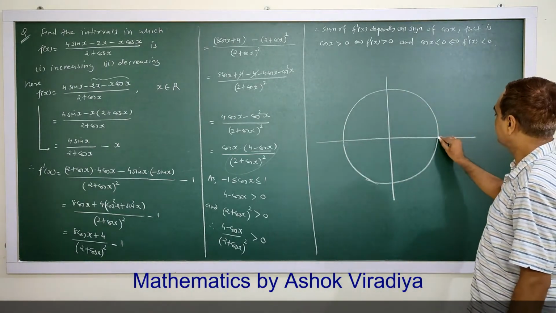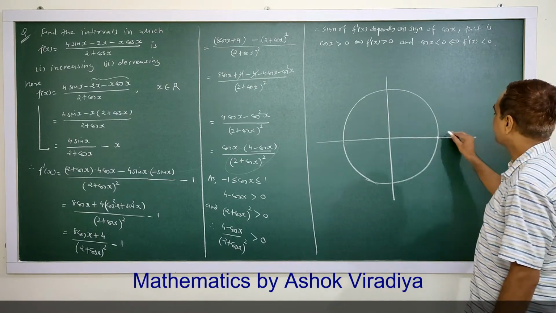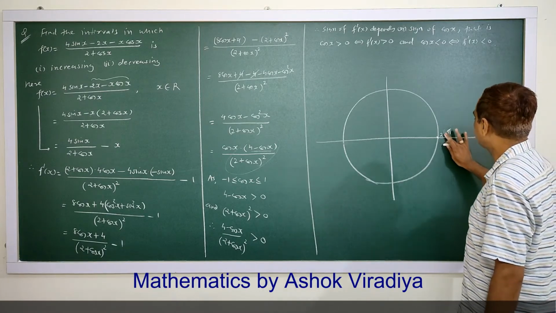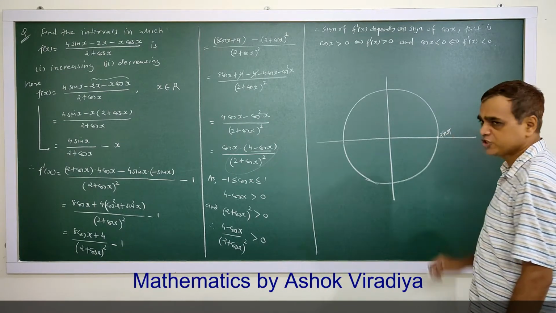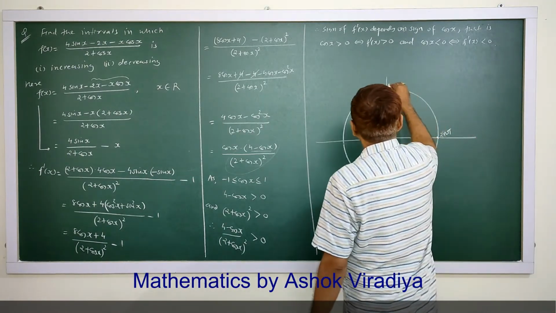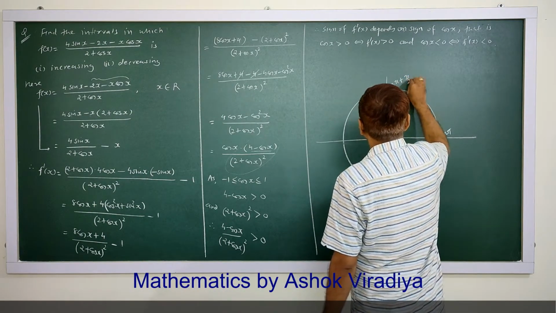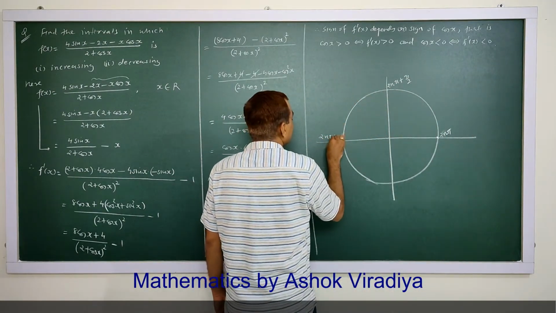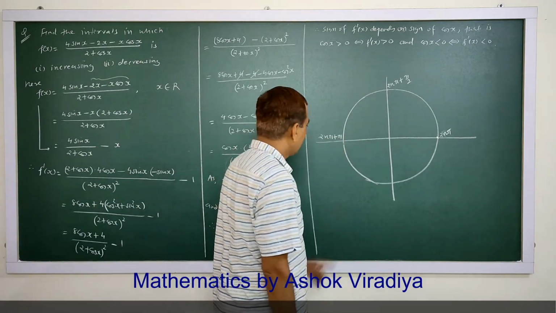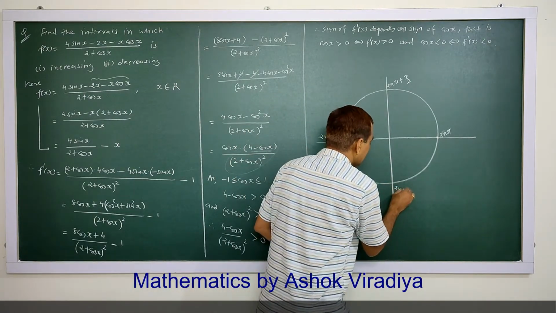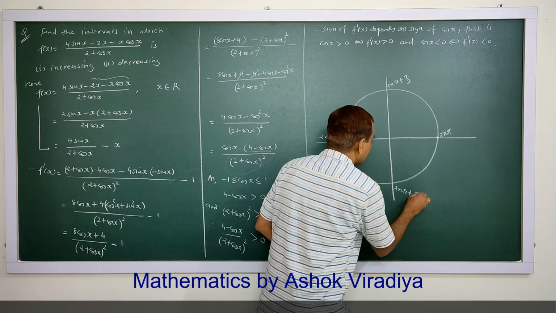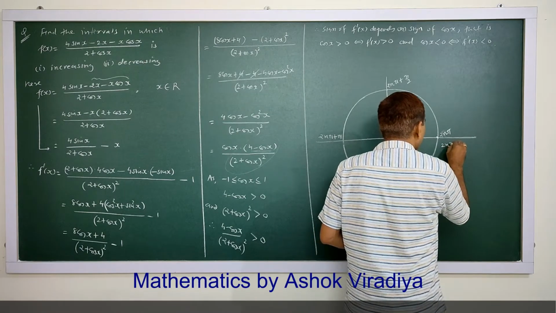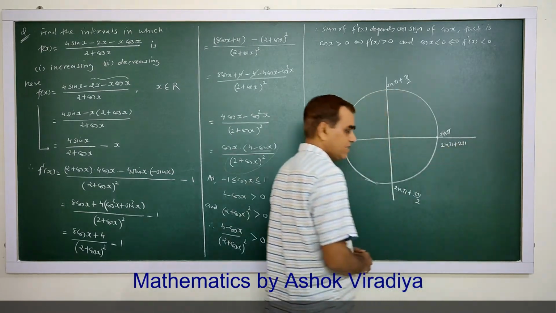On the unit circle, this point corresponds to 2n pi, where n is an integer. This is 2n pi, this is 2n pi plus pi by 2, this number will be 2n pi plus pi, this number can be taken as 2n pi plus 3 pi by 2, and this number again can be taken as 2n pi plus 2 pi.